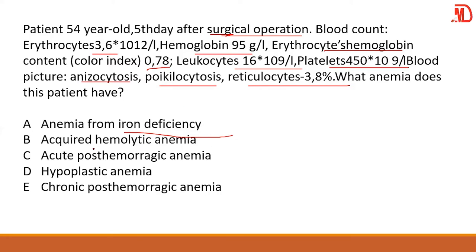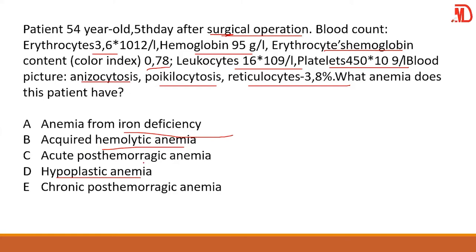So you can be thinking of what? Iron deficiency. In hemolytic, you could be thinking of what? Increase in bilirubin levels. And if it was to be hypoplastic, then the cell types, all of them might be affected. All the cells. But platelet is okay. Red blood cells is quite okay. So that means we can rule out hypoplastic.